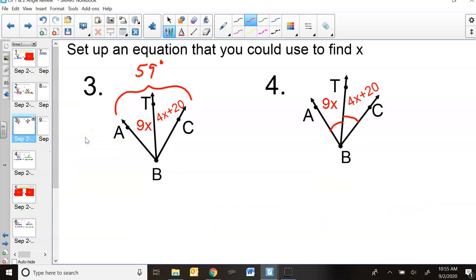Similar types of problems. Notice neither one of these say that there's a bisector, but there's marks on one of them that are a big hint to the fact that there is an angle bisector, okay? So look at number 3 first, okay? I told you that ABT is 9x and TBC is 4x plus 20, and I told you that the whole angle is 59, okay? So you need to decide, are you gonna add these two up and set them equal to 59, or are you just gonna set these two equal?